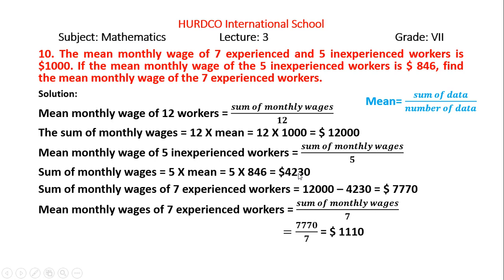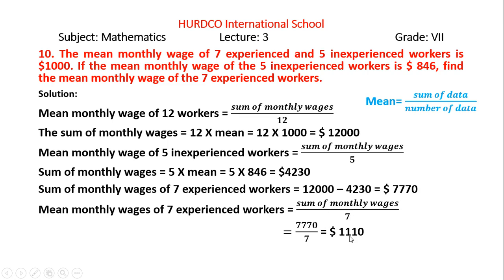Mean monthly wages of 7. So if you want to find out the mean, it equals what? The sum of data divided by number of data. So sum of monthly wages divided by 7. So what is 7,770 divided by 7? That is 1,110. Go for the next.